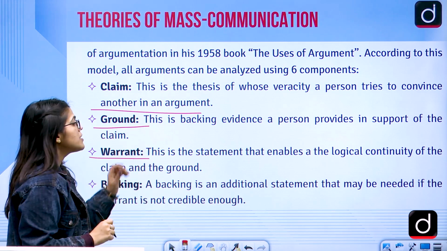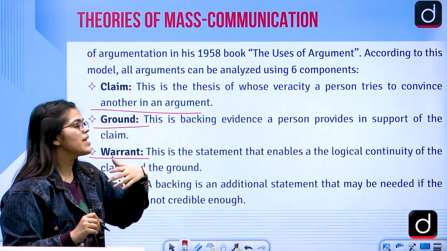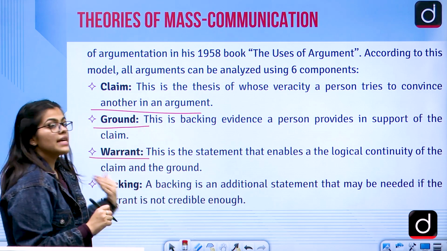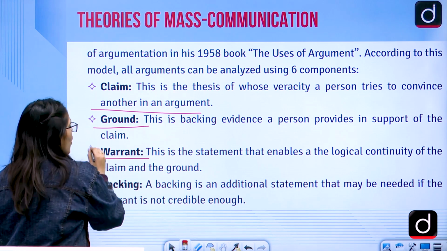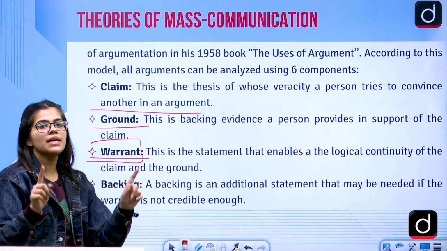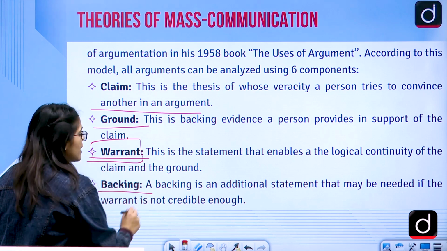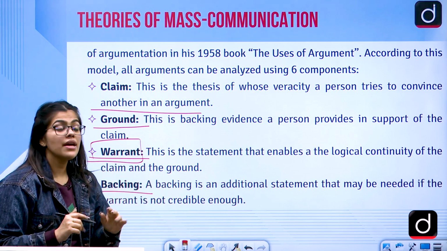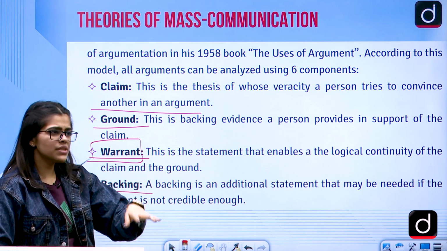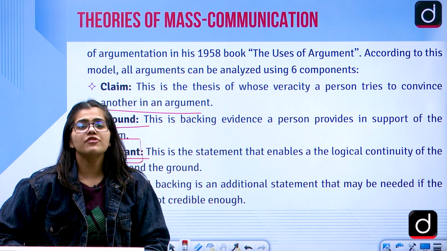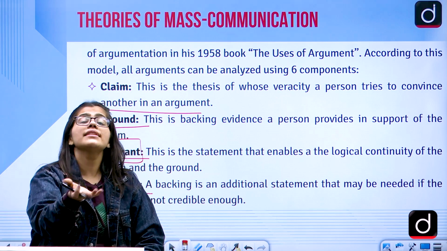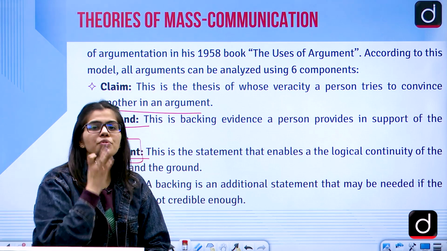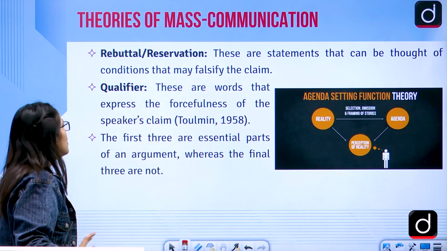Then there is a warrant. This is a statement that enables a logical continuity of any claim or any ground. So the warrant is your statement that is important. Then what is the backing? Backing is an additional statement: if you say that this is not possible, and if you think that the media is saying no, then they already have a counter solution to everything. So this is how media works.